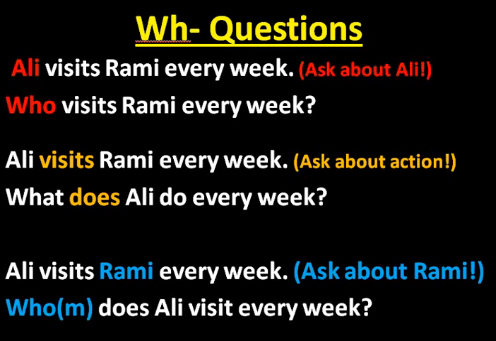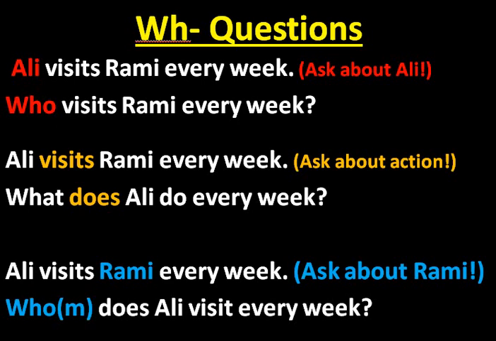Pay attention to the first sentence. Ali visits Rami every week. I want you to ask about Ali. I want you to ask about the subject. In this case, you have to know something. If you want to ask about the subject and the verb is in the simple tense, whether it is present or past, you don't have to use auxiliary verbs. This is one of the rules that you have to know.